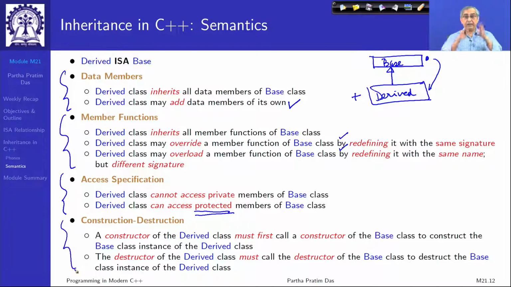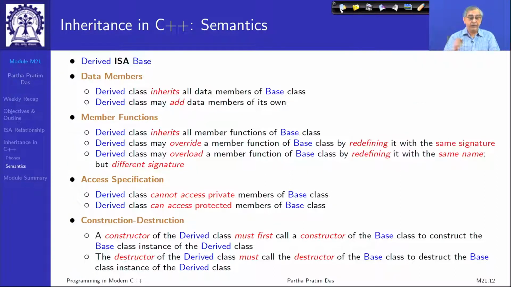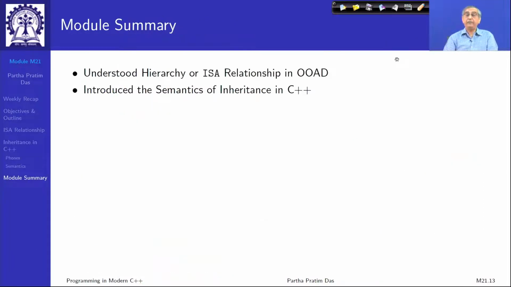So, this is broadly, I should not say entire, but the basic semantics of inheritance in C++, which realizes the is-a relationship of object oriented analysis and design. Going forward in the subsequent modules this week, we will slowly take up these and explain with detailed examples what they mean and how to use them.